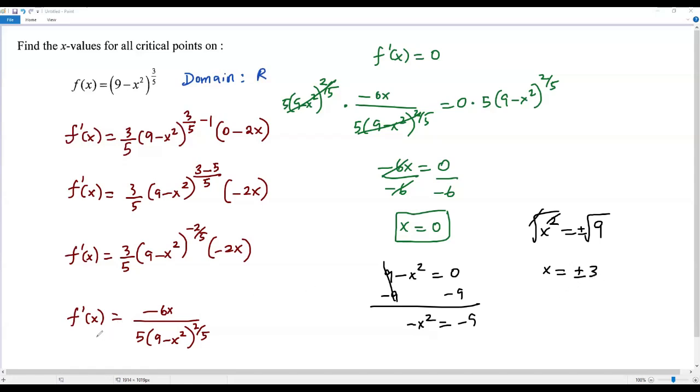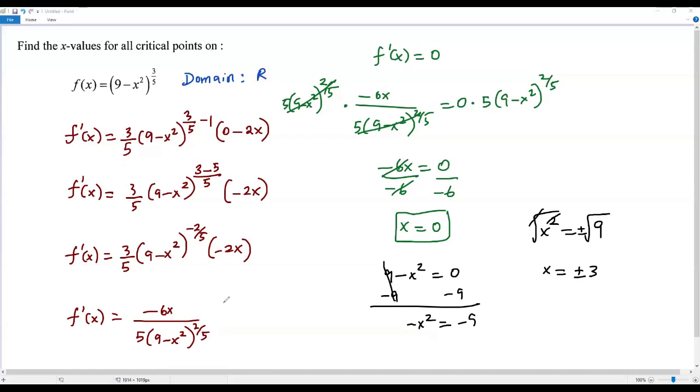So when I plug in either x equals positive 3 or negative 3 over here, this x squared will become 9, and 9 minus 9 will become 0. So the denominator will become 0. So then f prime of x becomes undefined. So for these two values, x equals positive 3 and x equals negative 3, the denominator over here in f prime of x becomes 0. So f prime of x becomes undefined.